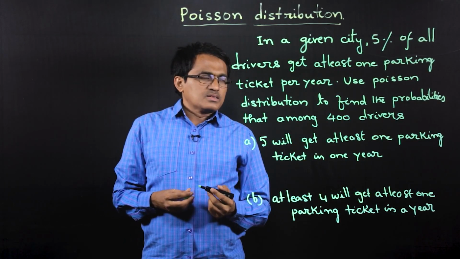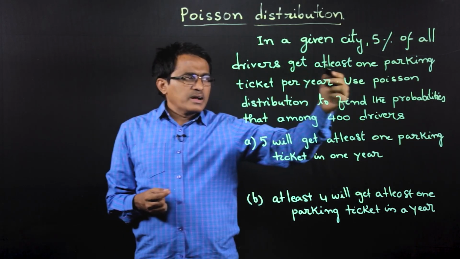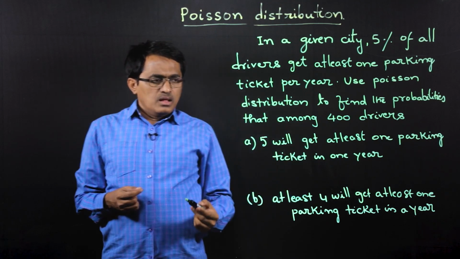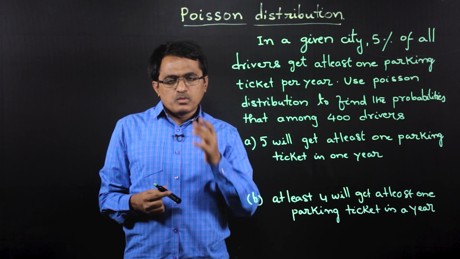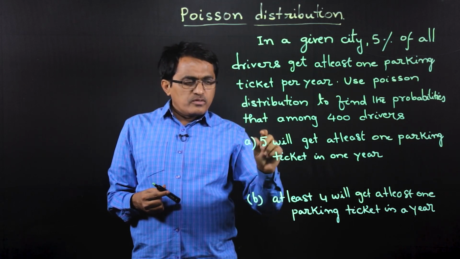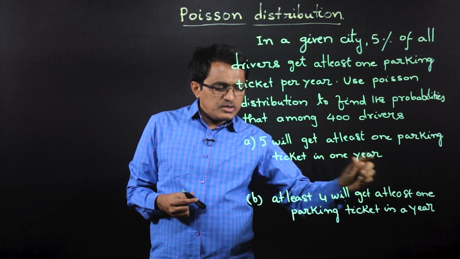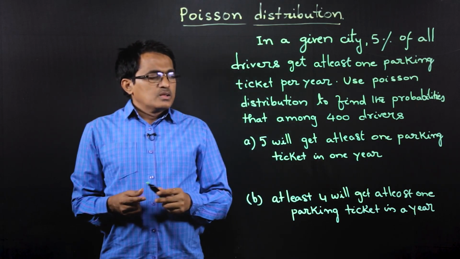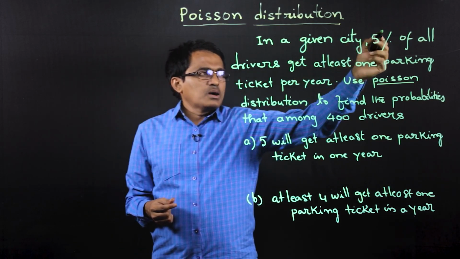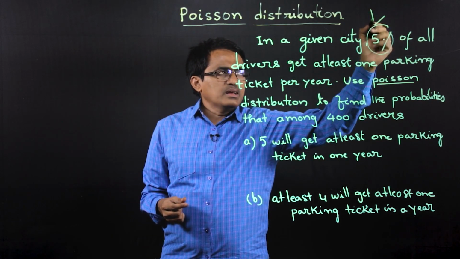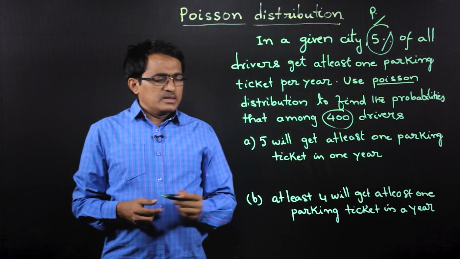Now we will take this example where in a given city 5% of the drivers get at least one parking ticket per year, and here out of 400 drivers given, we need to find what is the probability that 5 will get at least one parking ticket, and the second one is at least 4 will get at least one parking ticket in a year. So here we are going to use Poisson distribution, where the 5% is given, that is the probability P, and the total number of drivers, that is 400, is given.